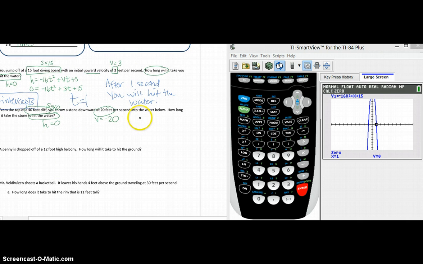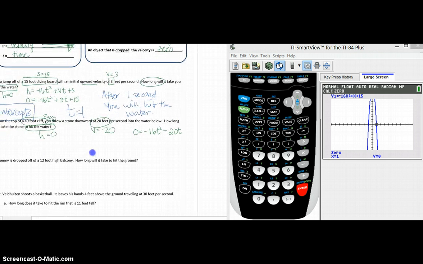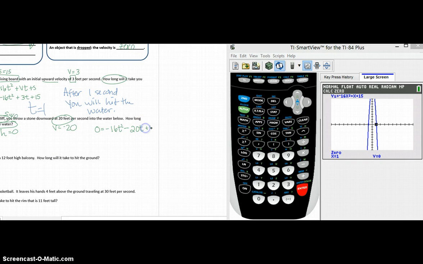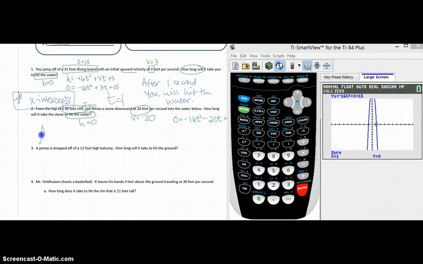So if we plug in h is 0, negative 16t squared minus 20t, because your velocity is negative, and your starting height was 40, so plus 40. Okay, so you will now want to type this into your y equals and look for the x-intercept. For this particular problem, you are going to need to use zoom out. Otherwise, you won't be able to find the positive x-intercept. But I do want you to try this for tomorrow.